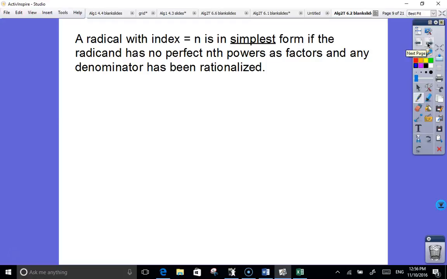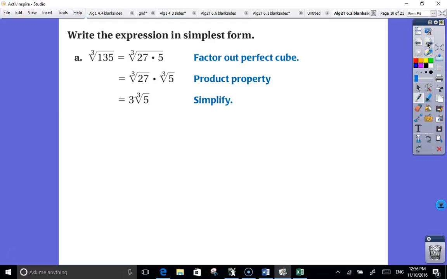So simplest form means there can't be anything left inside the radical that could be simplified a little bit more. Right, here's an example. You're taking the third root of 135. Okay, let's say you don't know your perfect cubes very well. So you say, is 135 a perfect cube? And the answer is no. Then you say, does it have any factors that are perfect cubes? And the answer is yes, it's 27. Okay, now if you don't know where those numbers come from, remember this way to use your calculator.